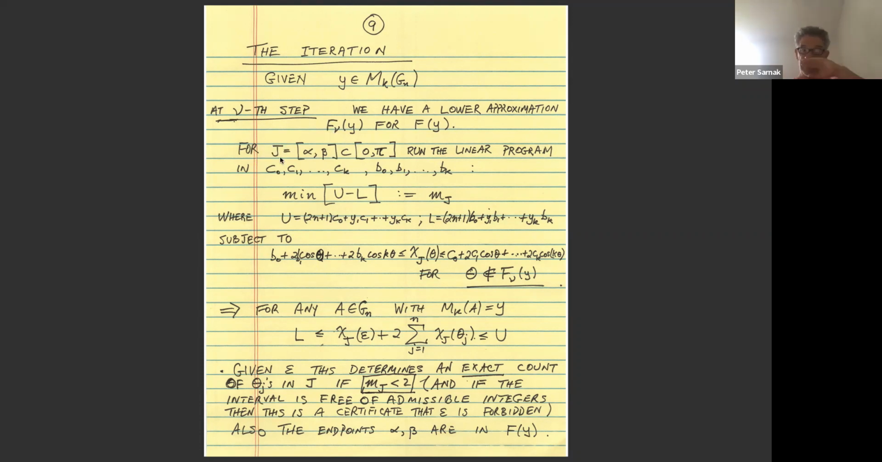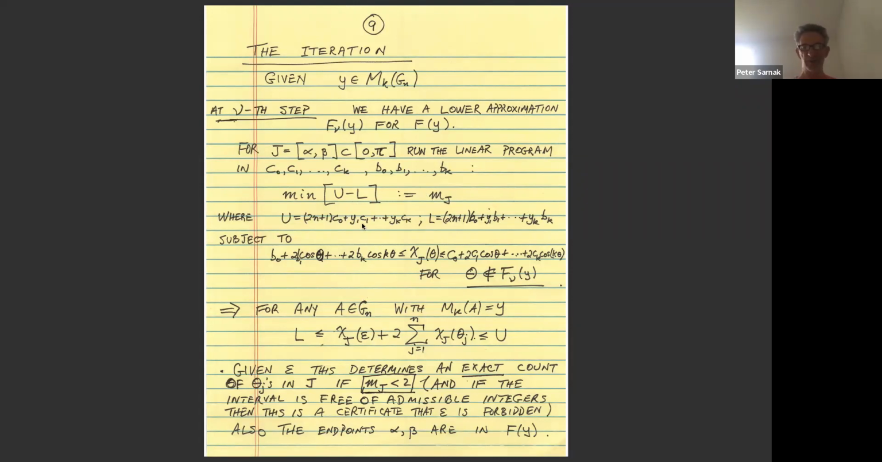To do so, we take any subinterval of 0 pi. And so our algorithm will choose alpha beta, and we'll run over all alpha betas. So they're just two parameters here. And we'll run the following linear program. These are linear programs in real variables c naught up to ck and b naught up to bk, where we want to minimize u minus l, where u is this linear form, and l is this linear form.